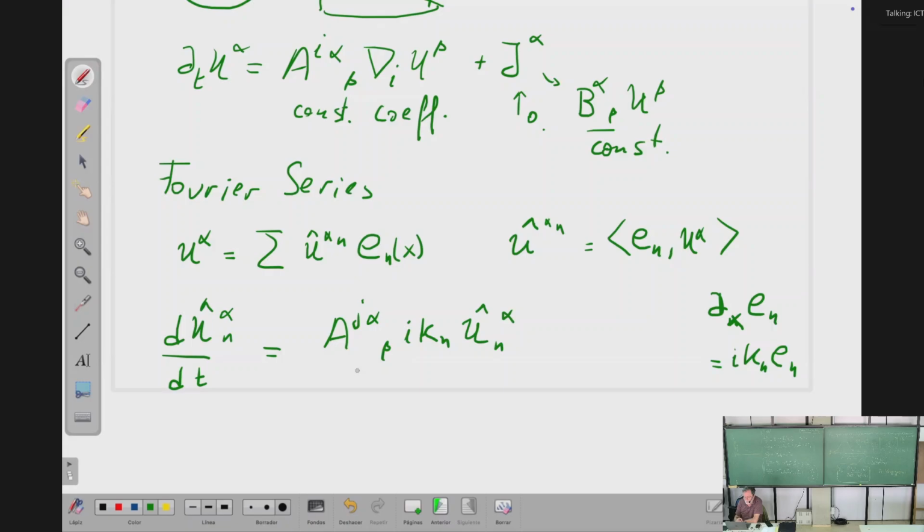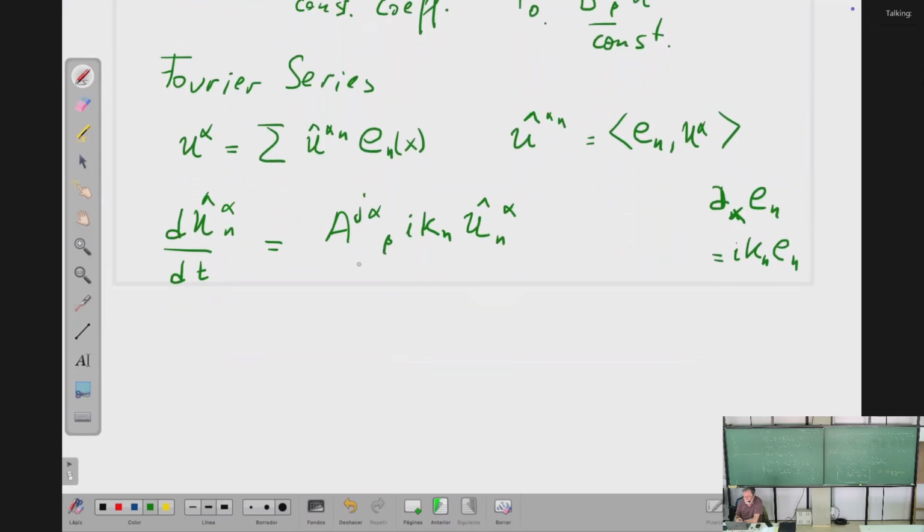And so this is the wave vector, right? In this case, if we are on the circle of unit length, or in general, this is 2 pi n over the length. Okay. So you get this equation, and we know the solution of this equation. The solution is the exponential map.